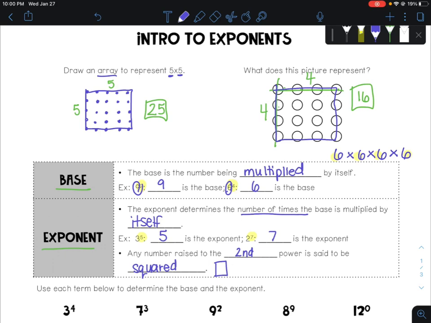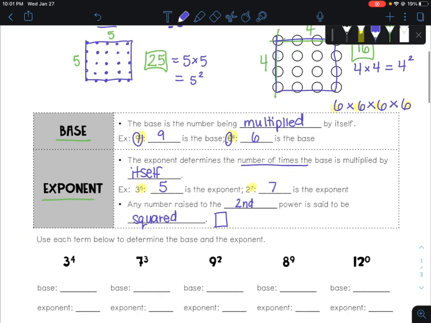So when you square a number, it just means you took one number and multiplied it by itself. So 4 times 4 is 4 squared. Over here, 5 times 5 is 5 squared, 5 to the second power. So that's where that term is coming from, and that's what it has to do with these arrays up here.